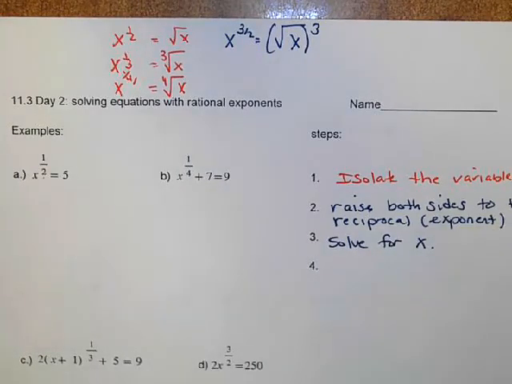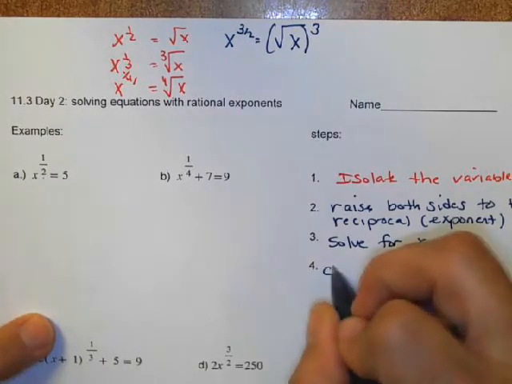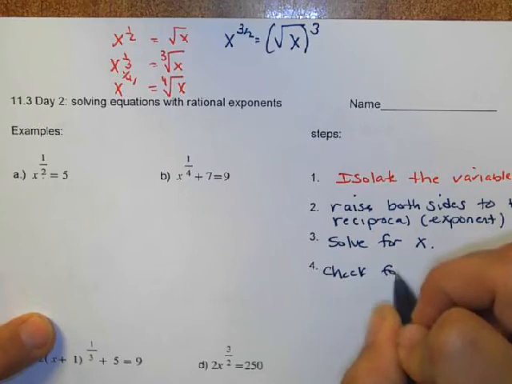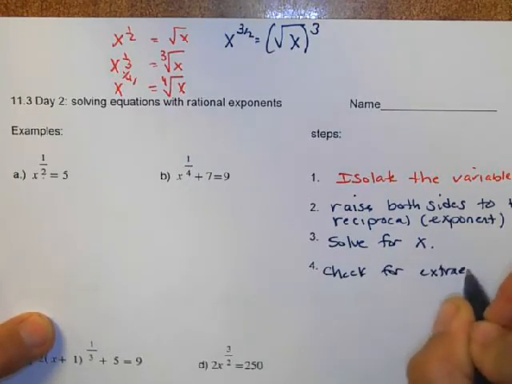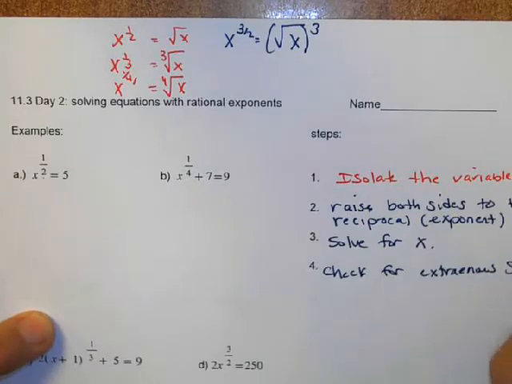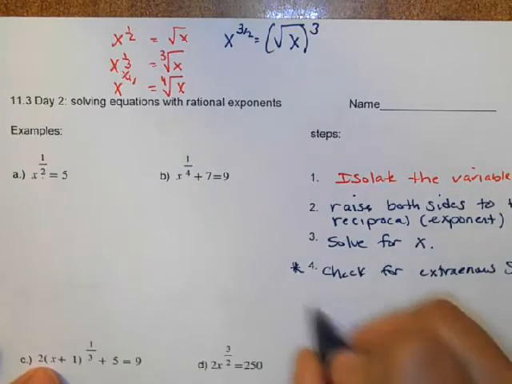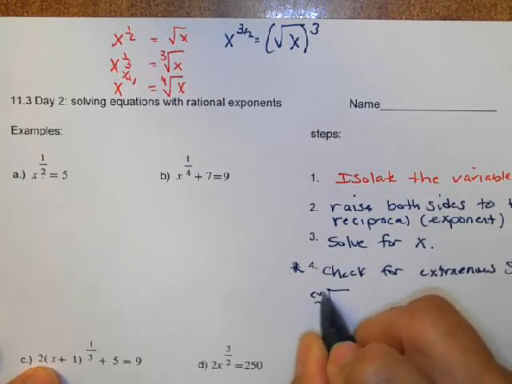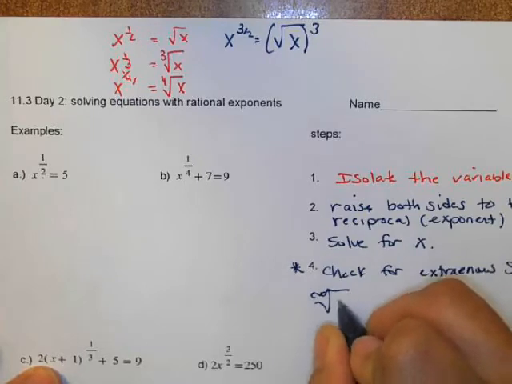Sometimes it's going to be linear. Sometimes it's going to be a quadratic, where you might have to do a little bit of factoring. Sometimes it might just be solving square roots. And then step number 4, you have to check for extraneous solutions. This is not optional. You must check. Because if you have a square root, or if you have any even root, the number inside has to be positive.